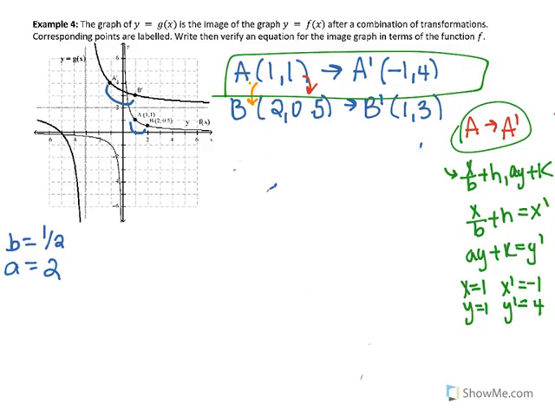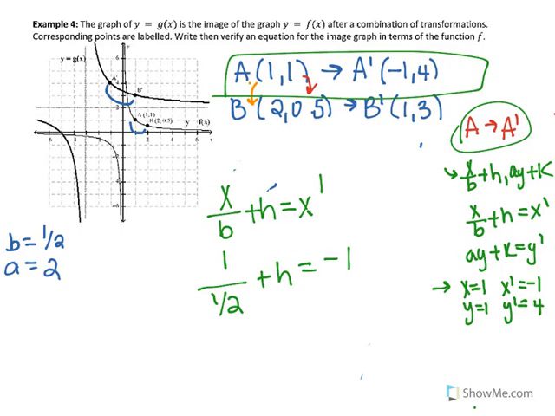I just wanted a little bit more space. So we're going to say x over b plus h equals x prime. So we know x is equal to 1. We know b is equal to 1/2. We do not know what h is, but we do know x prime is negative 1. So we have 1 divided by 1/2, which is 2. So we have 2 plus h equals negative 1. Subtract 2, we get h to equal negative 3. So we found our h value to equal negative 3.